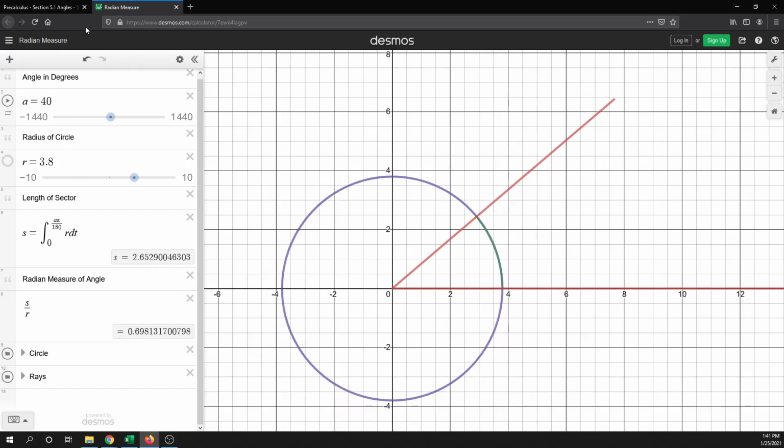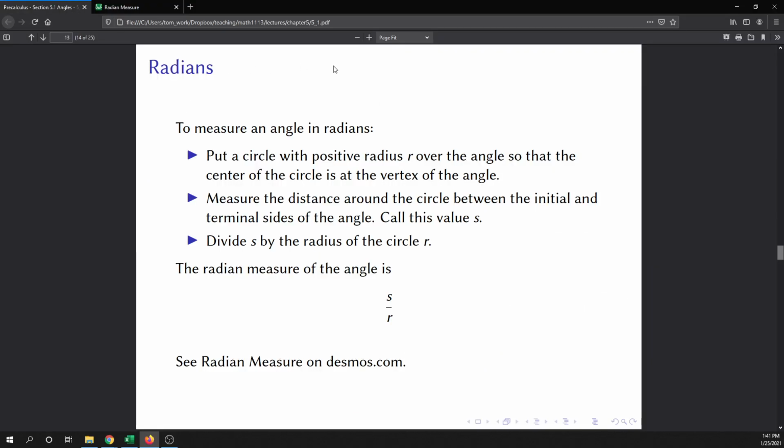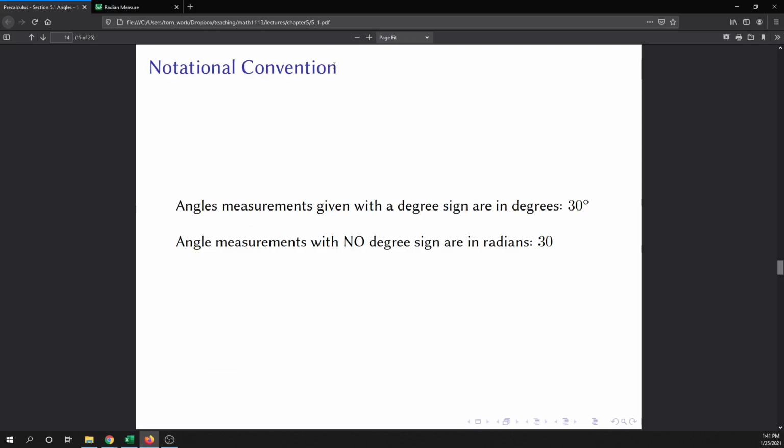So let's take a look at some specific conversions. But before we do that, we'll make this notational convention. All right, so angle measurements given in degrees, you must use the degree sign. So you put a little degree sign up here, so this would be 30 degrees. Angle measurements with no degree sign are in radians. So if you put 30, that is 30 radians, which is definitely not the same as 30 degrees. So again, you've got to be careful about that. If it's in degrees, you put the degree sign.